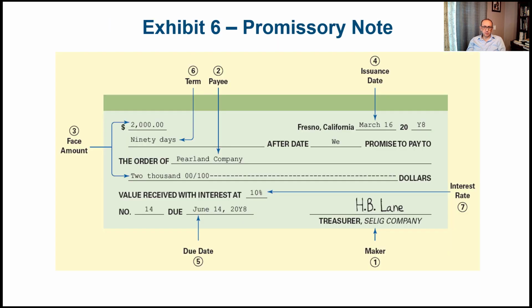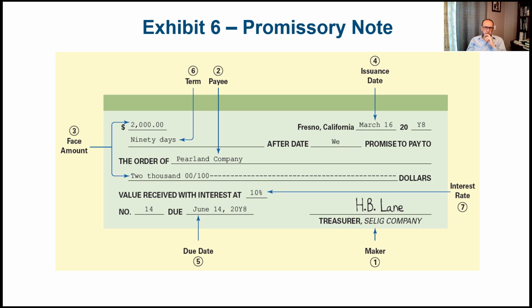As you can see here, number 1 is the maker, or the person who signs the note. Number 2 is the payee, or the beneficiary, Penland Company. Number 3 is the face amount, and usually it's written in numbers and also in words. If these do not match in court, they go with what's written in words, not the numbers. So let's say we recorded here 200, but we wrote 2,000. In court, this is going to be a note for 2,000.